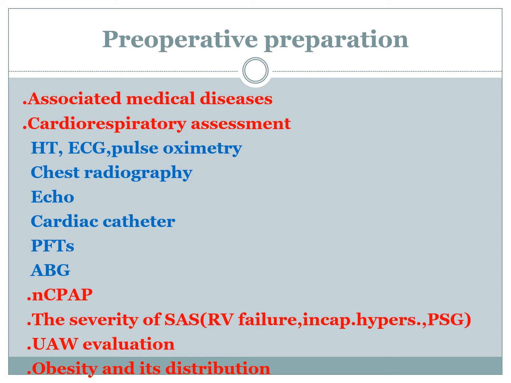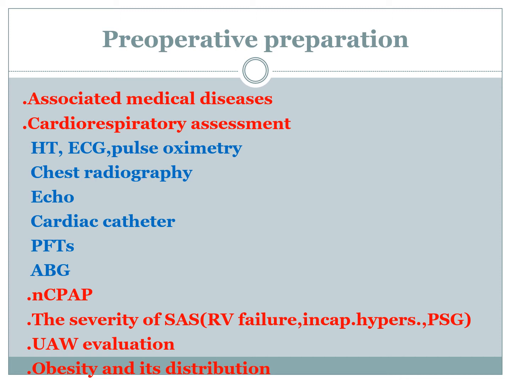The pre-operative preparation includes: look for associated medical diseases, assess the cardiorespiratory system by performing hematocrit, ECG, pulse oximetry. In the presence of severe hypoxemia or right ventricular dysfunction, more tests can be performed, including chest radiography for cardiac size and pulmonary edema, echocardiography to evaluate the ventricular function, cardiac catheterization to diagnose pulmonary hypertension. Then pulmonary function tests can be performed, and ABGs can be performed to check hypoxemia and hypercapnia.